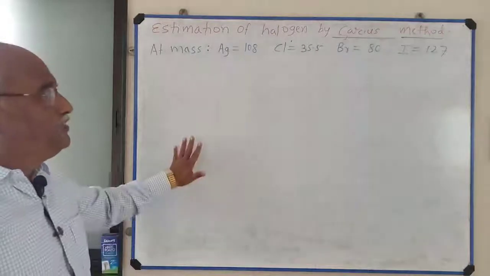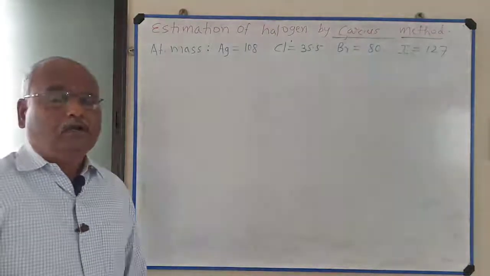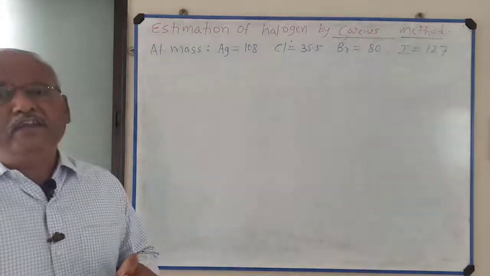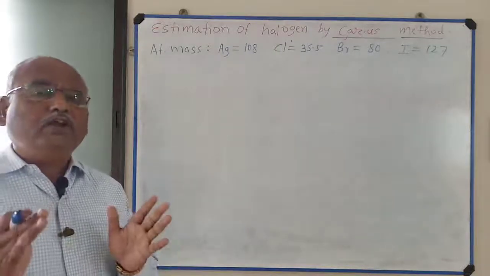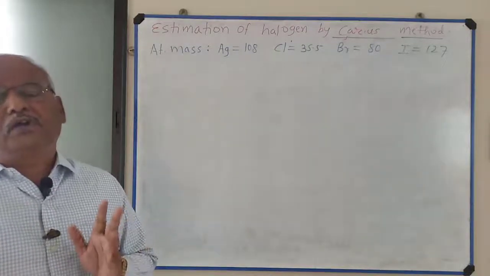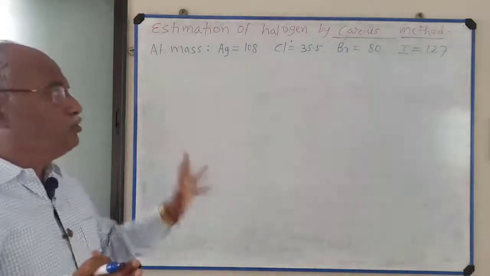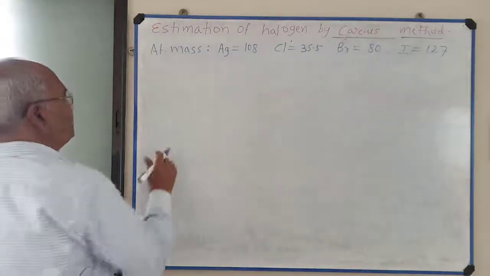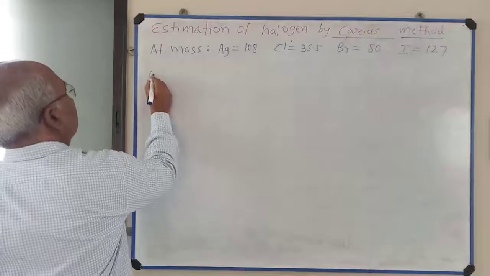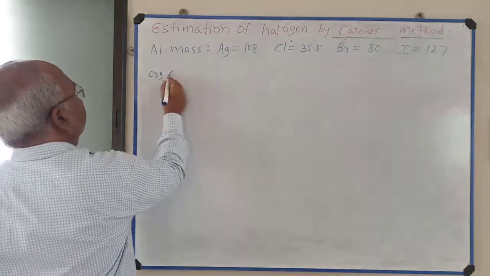So it is a very simple method, that is Carius method for estimation of halogen. So first I write here organic compound.